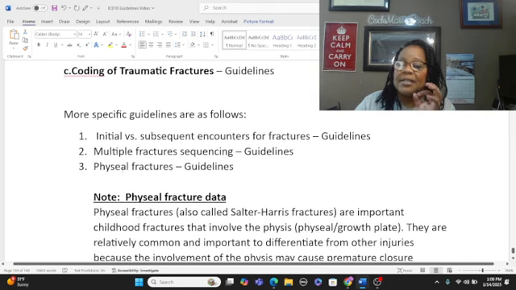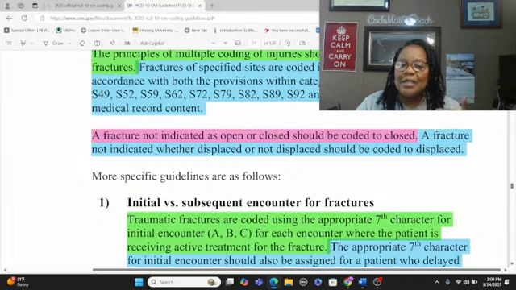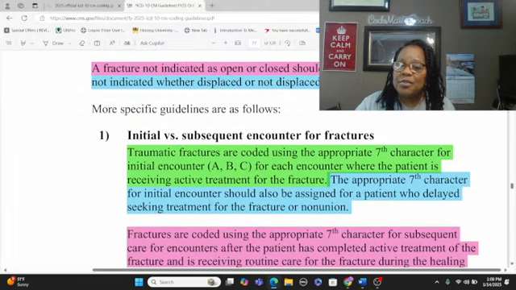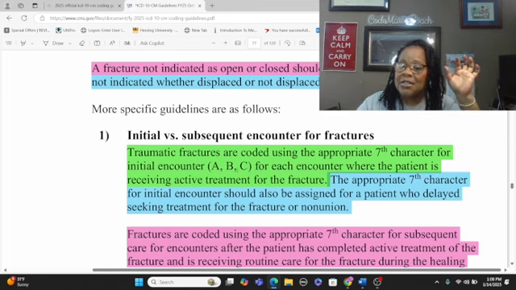And then the more specific guidelines. And I love this because it goes straight to what we just said. Your guidelines reiterate it right here. More specific guidelines are as follows. Initial versus subsequent encounters for fractures. Traumatic fractures are coded using the appropriate 7th character for initial encounter, A, B, or C. Because remember on those other ones where I showed you how we have even more seventh characters than just A, D, and S.